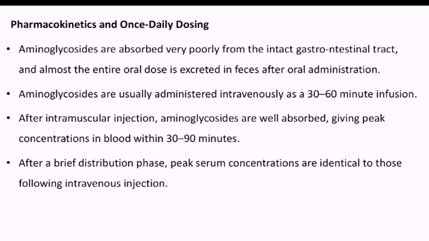When we come to pharmacokinetics and once daily dosing, aminoglycosides are absorbed very poorly from an intact GIT, and almost the entire oral dose is excreted in feces after oral administration. Aminoglycosides are so administered intravenously as a 30 to 60 minute infusion. When we give aminoglycosides intramuscularly, they are well absorbed, giving peak blood concentration within 30 to 90 minutes. After a brief distribution phase, peak serum concentrations are identical to those following intravenous injection.